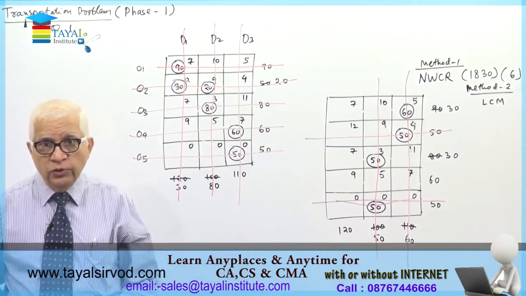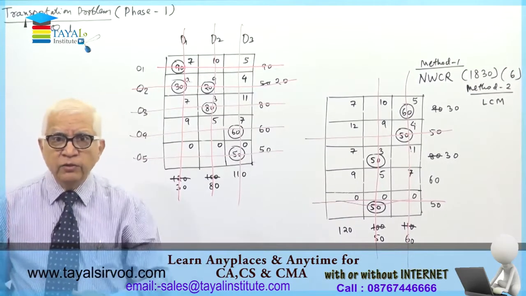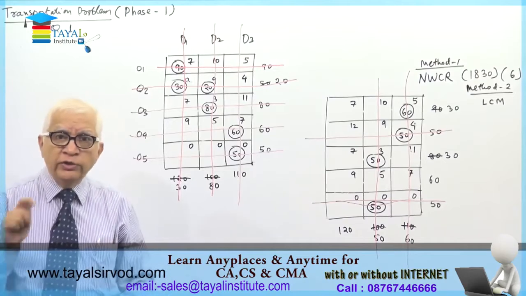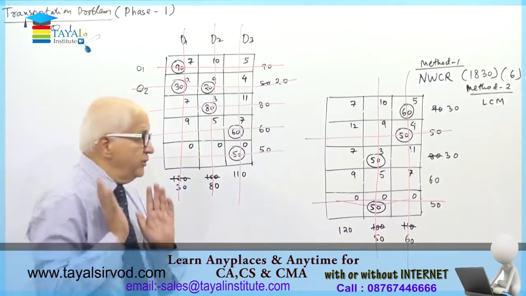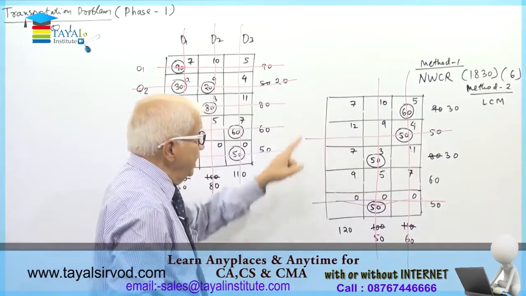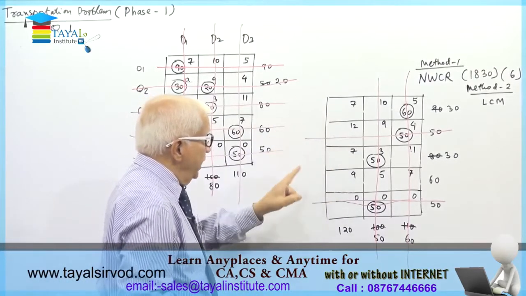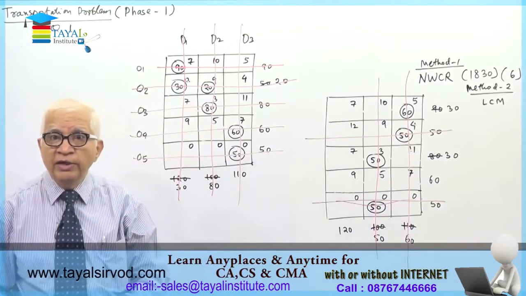Many times you will reach a situation where only 1 column is left or only 1 row is left. In each and every method, whichever problem you are solving, you will always reach this situation where only 1 row is left or only 1 column is left. Now how many cells are remaining? In the matrix, 7, 7 and 9, that means O1, D1, O3, D1 and O4, D1 are the only cells which are left. Only 1 column is left.